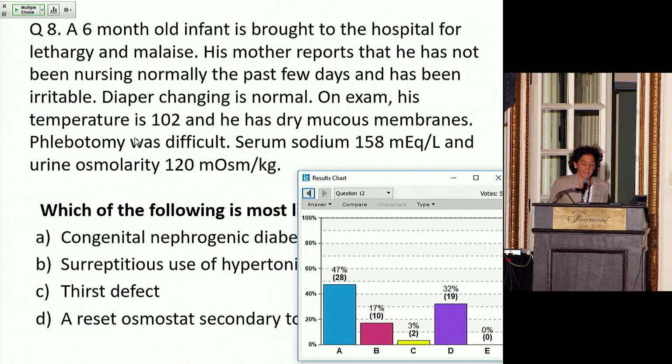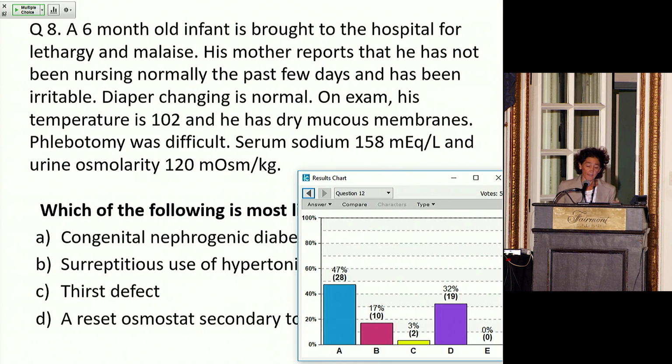Okay, great. So this little kitty has developed hypernatremia, perhaps because of the fever and insensible losses, and then the inability to nurse. And yet, this kitty is still wetting the diaper normally. And then we find out that the serum sodium is very, very high. So that's a very potent stimulus for ADH. And ADH should be on, and yet the urine osmolarity is quite low at 120, a very poor response to ADH. And so this is nephrogenic diabetes insipidus, that's congenital.